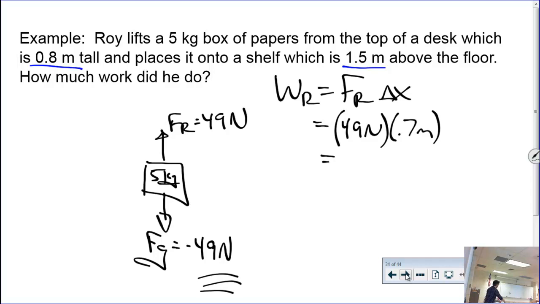So let me grab a calculator. Clear, 49 times 0.7 is 34.3 joules, right? Okay, so that's that. Okay, now let's break this up into bits and see if we can connect it to some of those things that we were just talking about before. Okay, so let's do this.